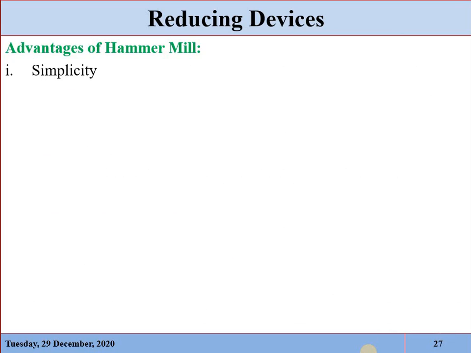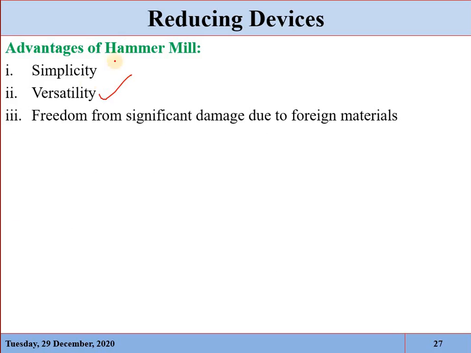Advantages of the hammer mill: it has simple construction. Just a series of hammers are attached to a shaft, the shaft is rotated by motors, and there is a casing or housing. Versatility means it can be used for a number of operations, for limestone, for fertilizer, for size reduction of granular material.